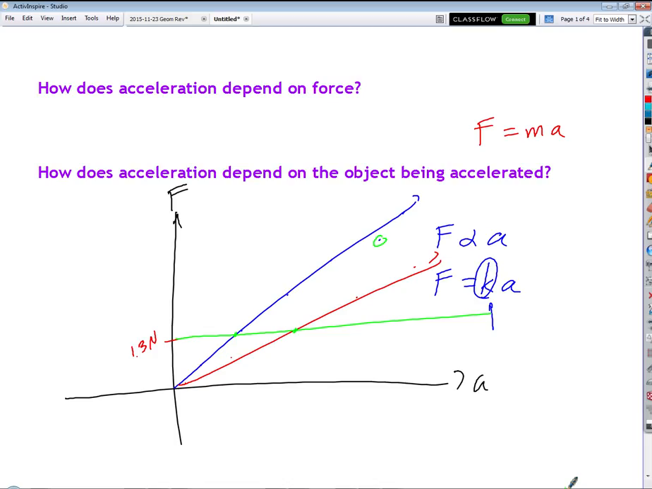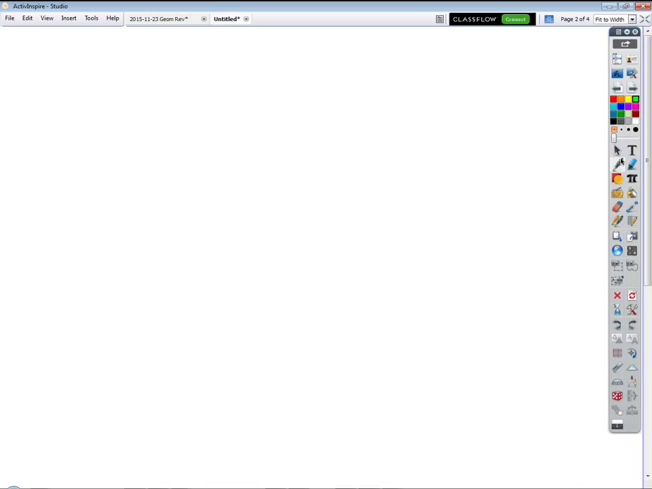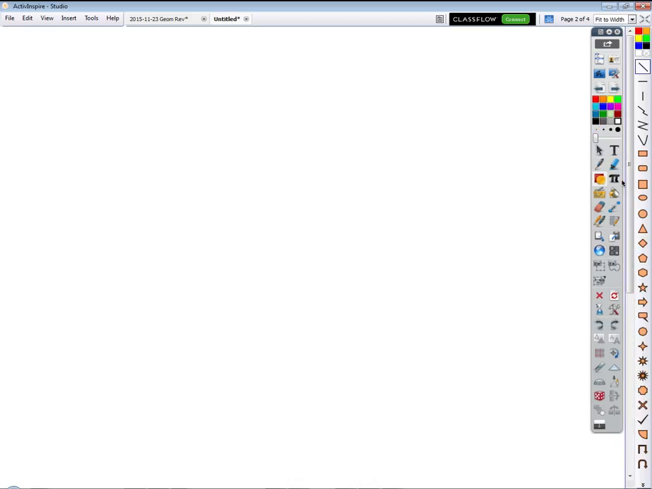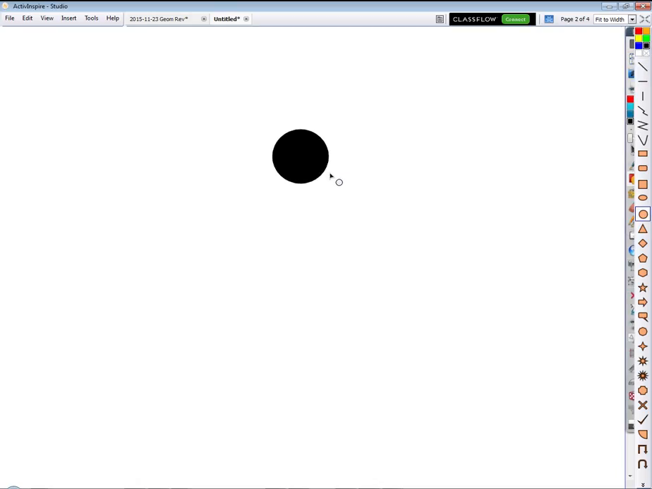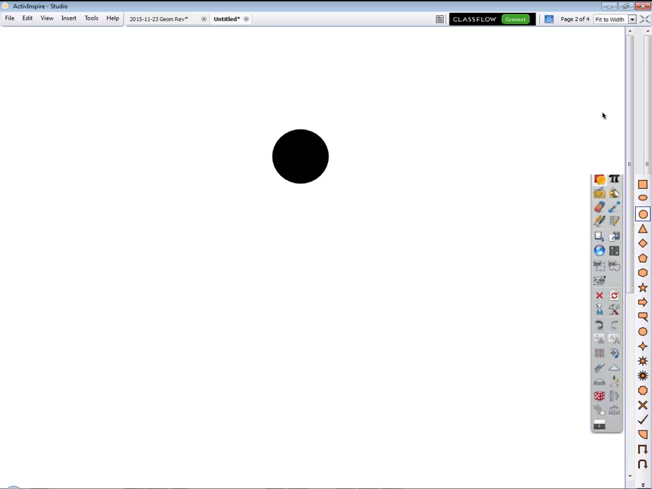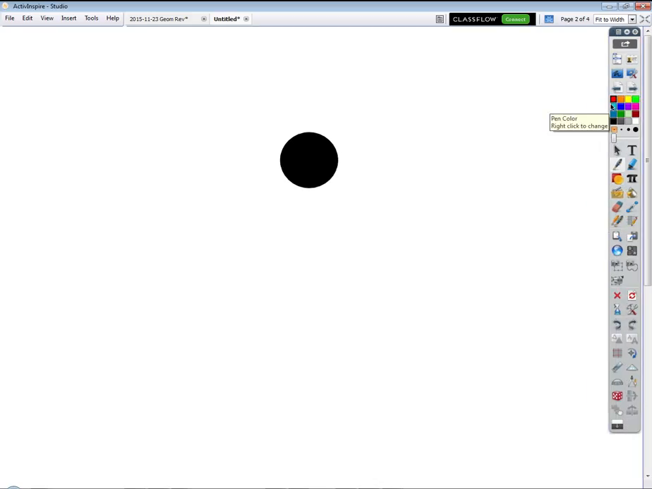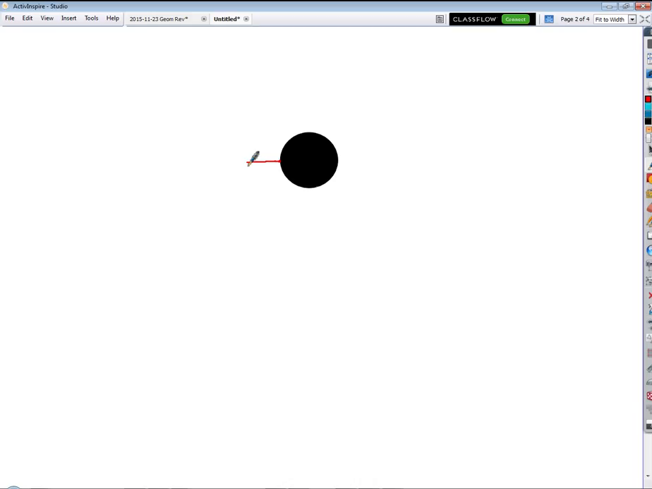So let's represent that. I'll be a little fancy here. So here's my bowling ball. We'll make it a rubber band, so I don't have to draw anything complicated. Here's my rubber band that's being attached right there, and I'm going to stretch the rubber band in that direction. How could I represent that as a vector?